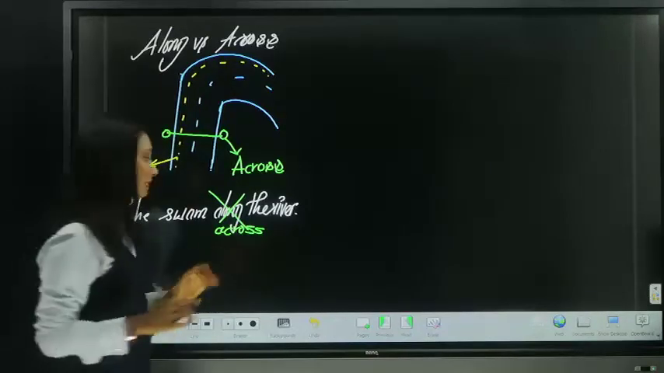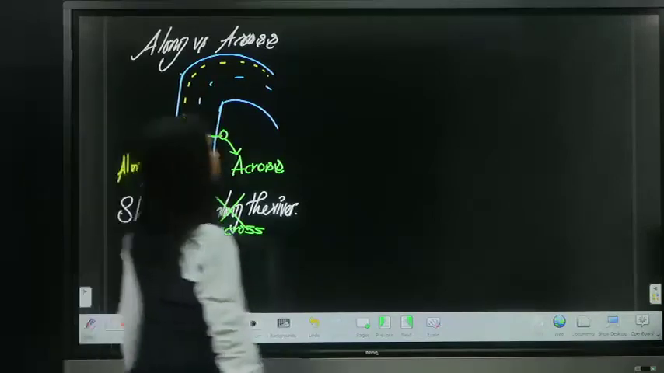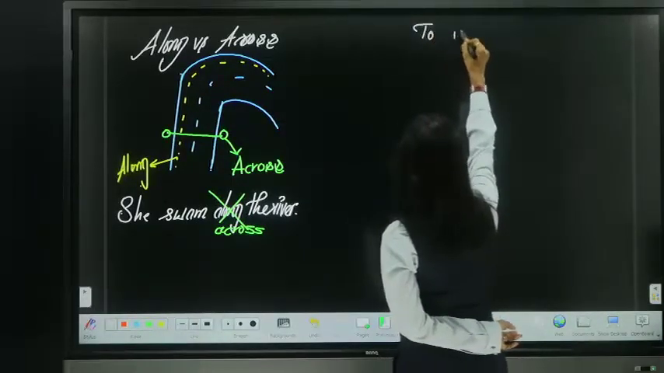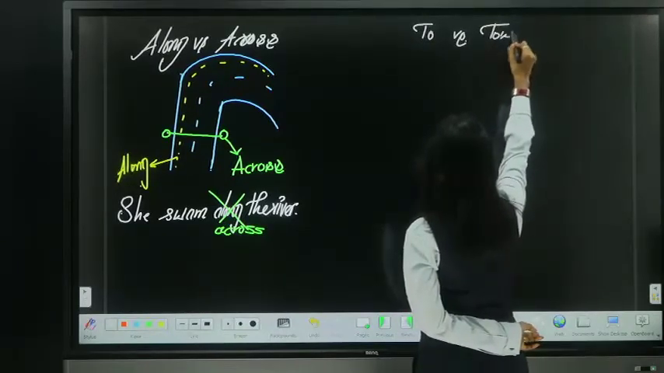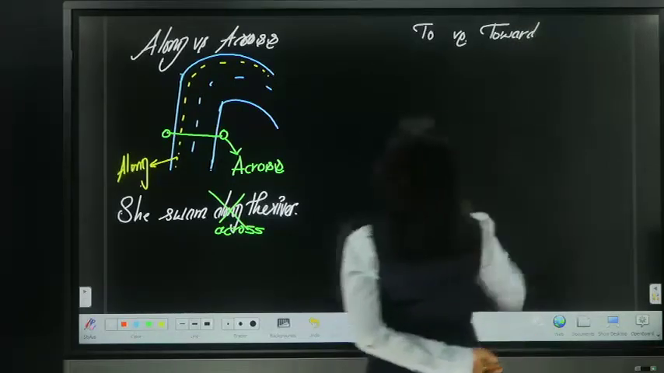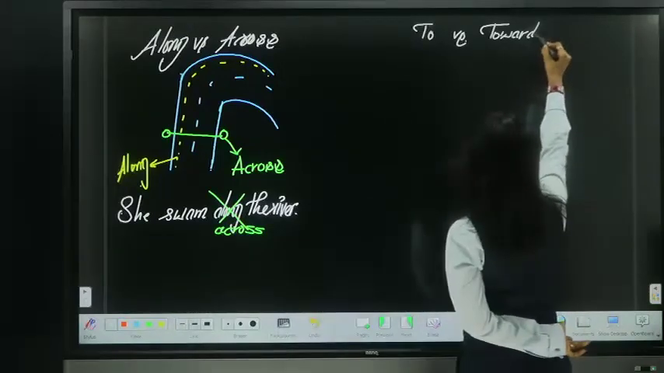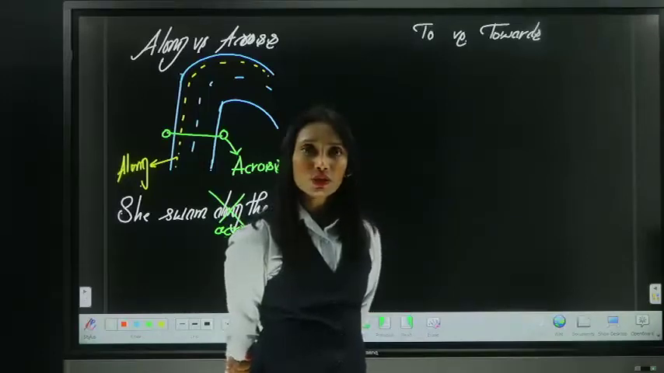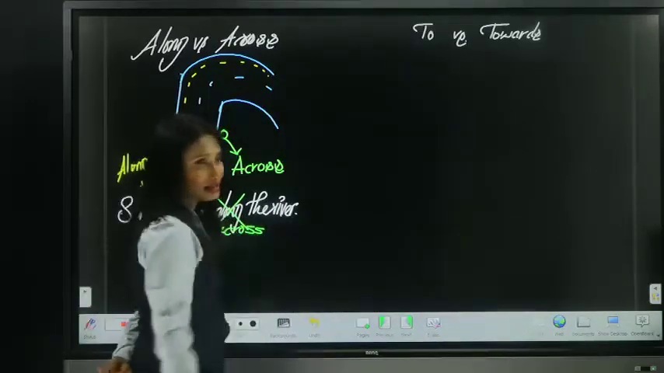I hope it is clear. Now let us see another pair: to versus toward, or towards. So what is to, what is towards? Let me take another scenario to help you understand this.